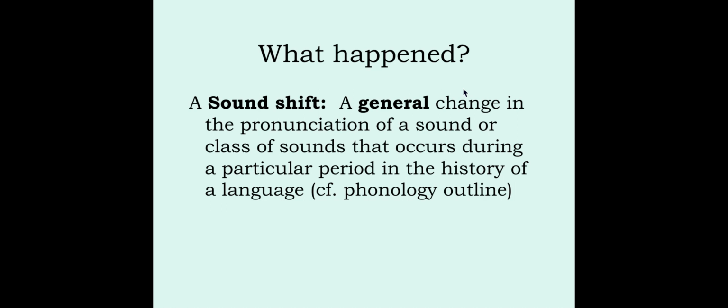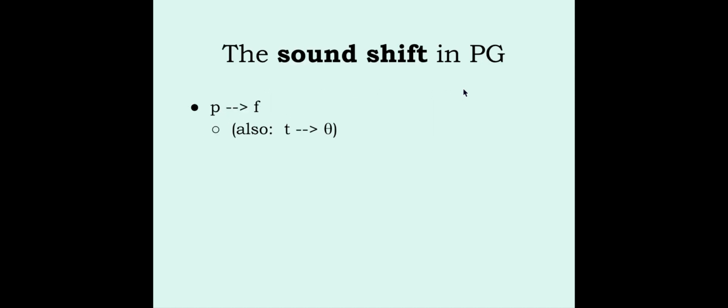And if you want to review what a sound shift is, you can look at that phonology outline. So basically what I'm saying happened is that in Proto-Germanic, there was a sound shift where these Germans, when they were living up there in Northern Europe somewhere, started pronouncing P as F. And notice you can also see that they started pronouncing a T as a th. That's a little more complicated, and we're not going to worry about that. We're just going to concentrate on the fact that P changed to F. So that instead of pater, you now had father.